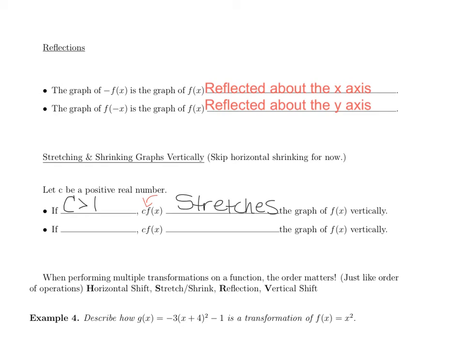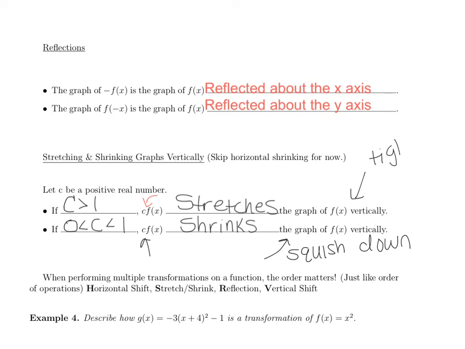And then we tried a value that was less than 1, but we also didn't make it negative because that would take us back up to reflections. So if c is a number between 0 and 1, that was our 0.04 that we used, c times f of x, we say, shrinks the graph vertically. And we can think about shrinking as sort of squishing the graph down versus stretching it, sort of tightening it up.